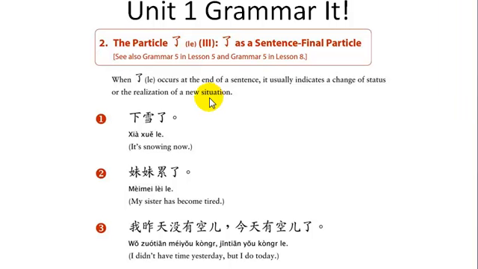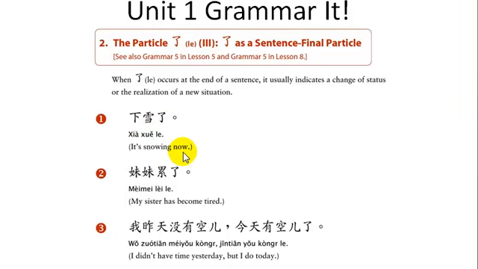Okay, here's some more explanation of the particle 了. And as we learned in Chinese 1 and Chinese 2, this is a complicated character. So always pay attention when you see 了 to try and find out why it's there or why it's not there or when you need to use it or when you don't need to use it. So in this case, when 了 occurs at the end of a sentence, it usually indicates a change of status or the realization of a new situation. So we saw 下雪了.